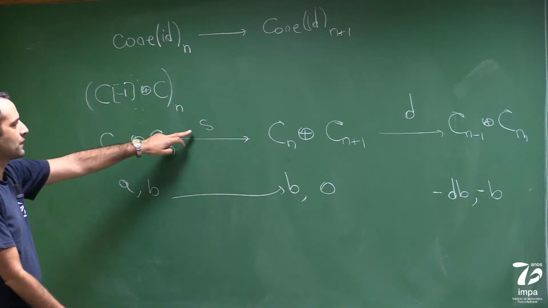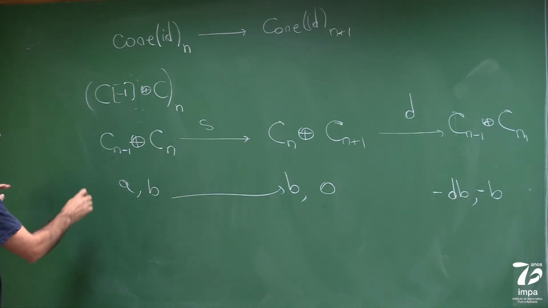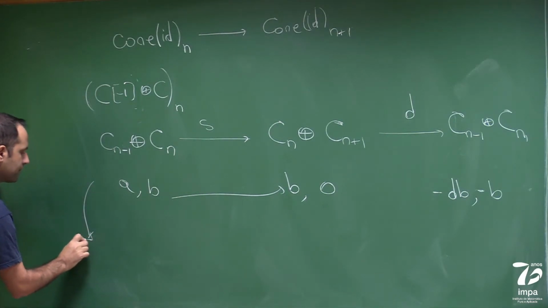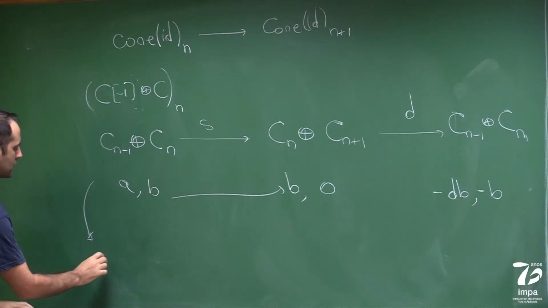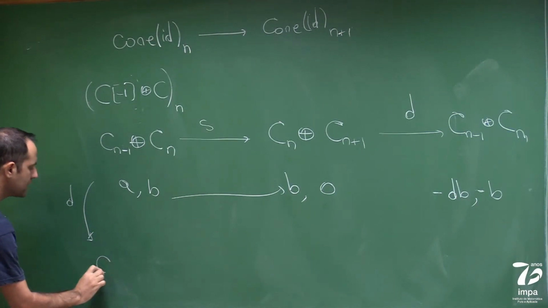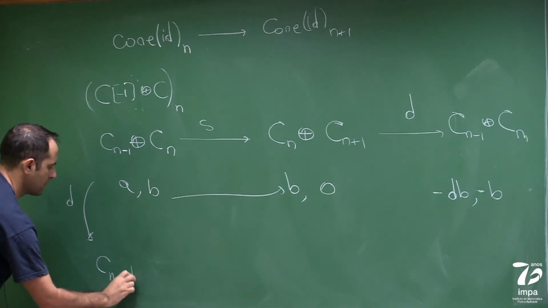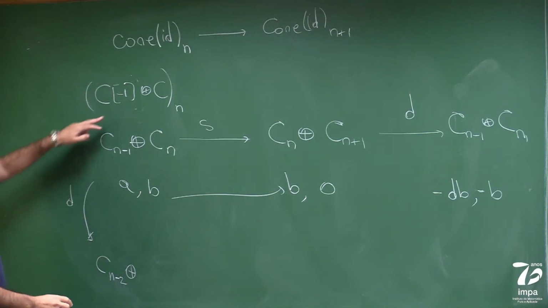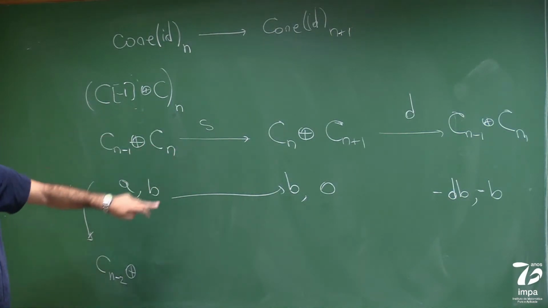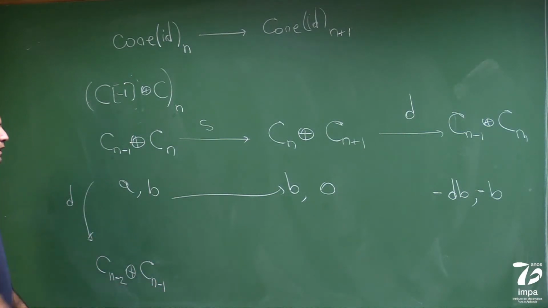So that's dS. How about Sd? Okay. So if I start with d first, I want to compute d, and that d is going to land in C_{n-2} plus, because, well, this is from n goes to the cone of f, n minus 1. Here I'm going to have an n minus 1.